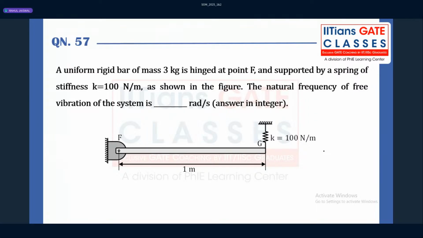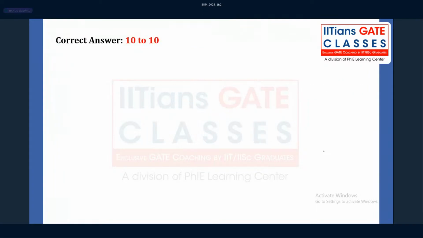So again, a simple problem is being asked from vibrations. What we need to do, first, is take a system and disturb it from the mean position. Without disturbance, there will not be any kind of vibrations.